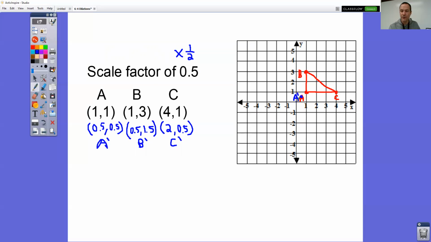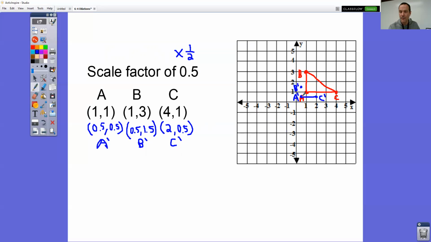B prime is over to 0.5, up to 1.5. Now 1.5 is halfway in between 1 and 2. So this is 1.5 right here. So that is B prime. C is over to 2, up to 0.5. So that is right here, and that is C prime.